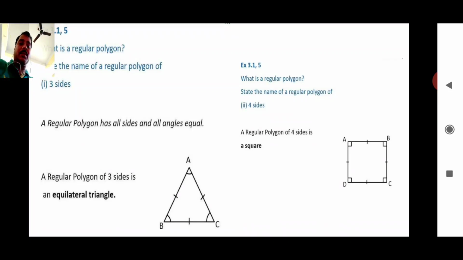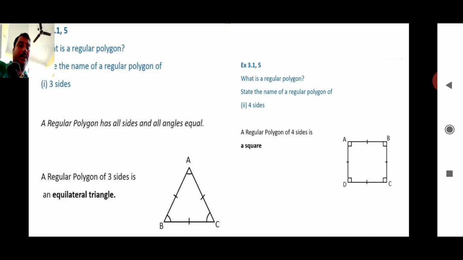Students, we have discussed regular and irregular polygons in the previous class. What is a regular polygon? A regular polygon has all sides and all angles equal, means equiangular and equilateral. A regular polygon of 3 sides is an equilateral triangle. What is the name of a polygon having 3 sides? Triangle. And if all sides of a triangle are equal, then it is known as an equilateral triangle, and all angles also are equal, 60, 60 and 60.